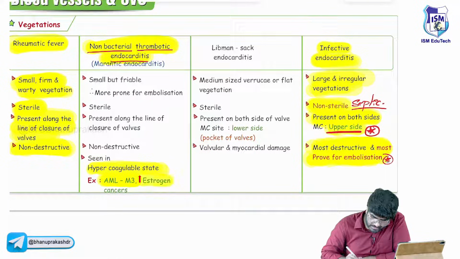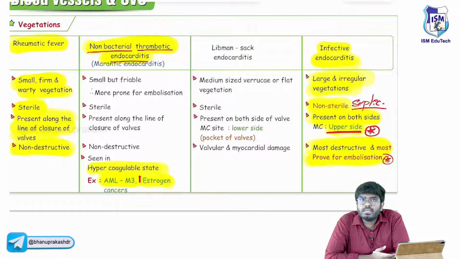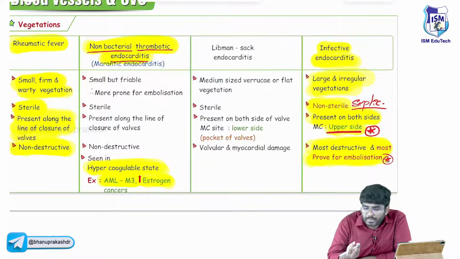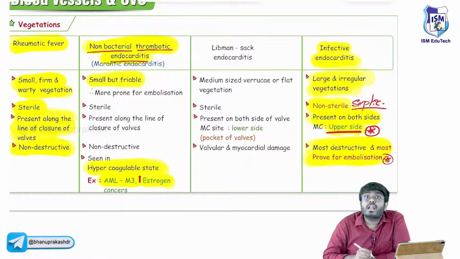In those conditions, wherever there are hyperestrogenic states, estrogen increases the clotting factors. Estrogen normally makes the blood hypercoagulable. So if a female has a hyperestrogenic state because of some ovarian cancer, like granulosa cell cancer, there is a chance she might develop non-bacterial thrombotic endocarditis. In certain types of cancer, the blood is going to be hypercoagulable. The clots are going to occur on the walls. They are small. They are also friable, which means they will easily detach.